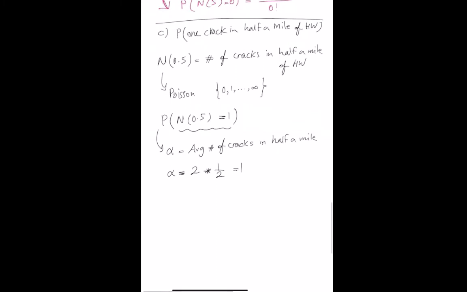Okay. So then with the new alpha, that is 1, if I want to find the answer to this question, that is going to be e to the power of minus 1, 1 to the power of 1 over 1 factorial. It just happens that we need to find the value of the variable to be 1, and the alpha is 1 as well, so that's what we have. Okay.